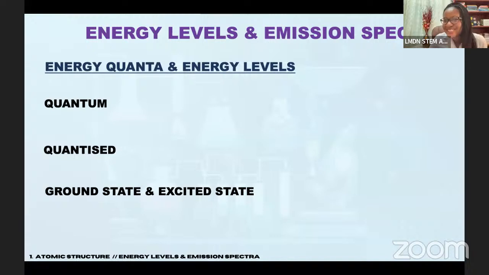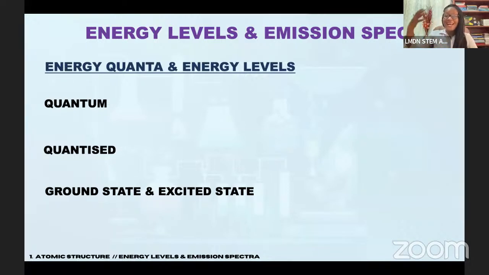A ground state is that basic level that the electron is in. It's content, it's happy, it's stable, it's in a ground state, right? That's the lowest energy level that's possible. And that's when the atom is most stable. It's when it's in its ground state. So you'll often hear about a ground state. Ground state is just the basic level, we're happy, we're stable.